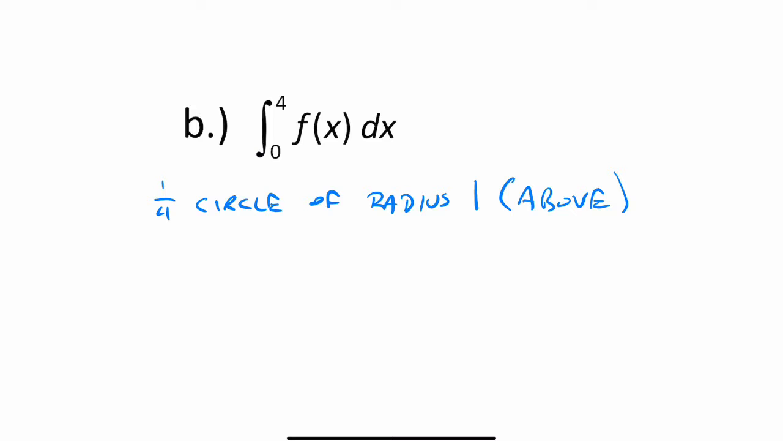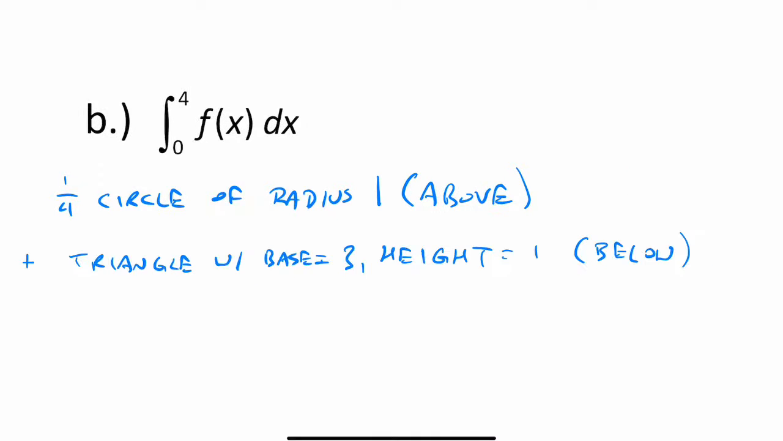So we need to calculate the area of 1/4 of a circle of radius 1 that is above the x-axis, and then add that area with the area of a triangle with a base of 3 and a height of 1 that exists below the x-axis.